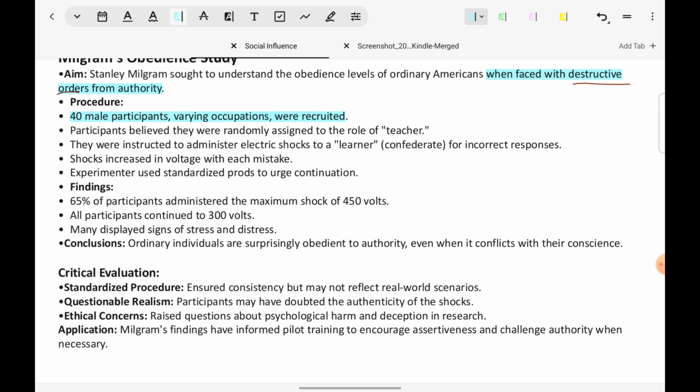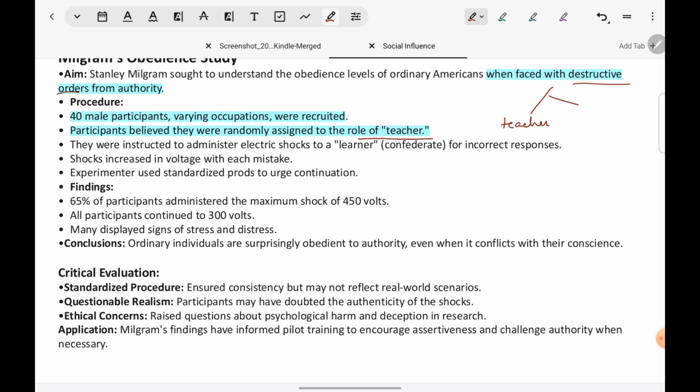Now, what happened in this study? What were participants required to do? Participants were required to perform a deceptive teaching learning task in this study. Why it is said to be deceptive is because the participant always was assigned to the role of the teacher. The participant was told that one of the participants in the study would take on the role of a teacher and the other would take on the role of a learner.